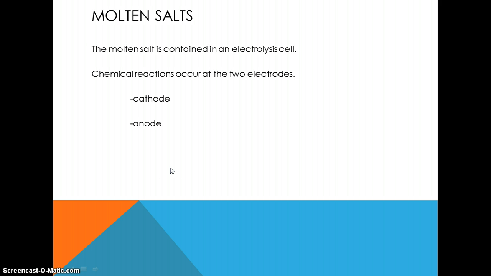Now we will discuss electrolysis pertaining to molten salts. Molten salts can be contained in an electrolysis cell. In this cell, chemical reactions occur at 2 electrodes, the cathode and the anode. Reduction occurs at the negatively charged cathode, and oxidation occurs at the positively charged anode.